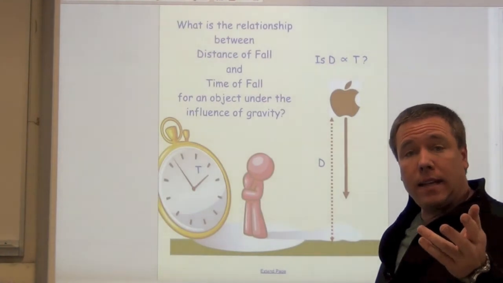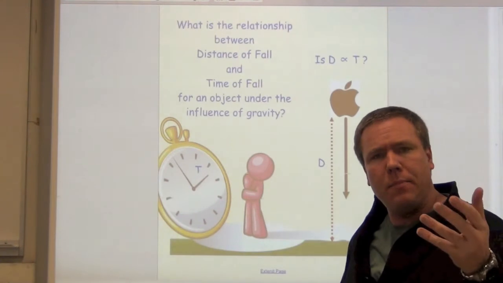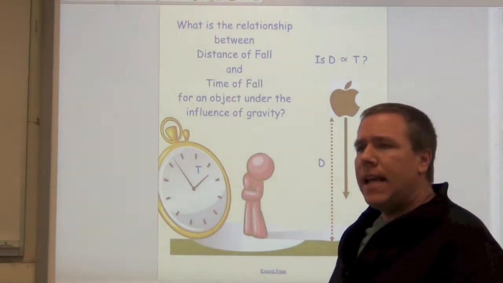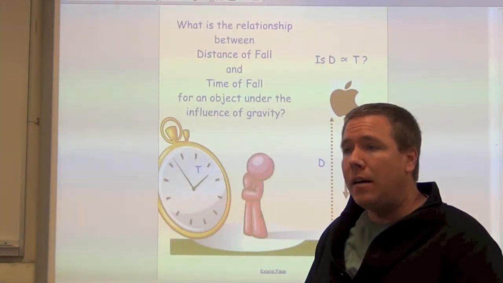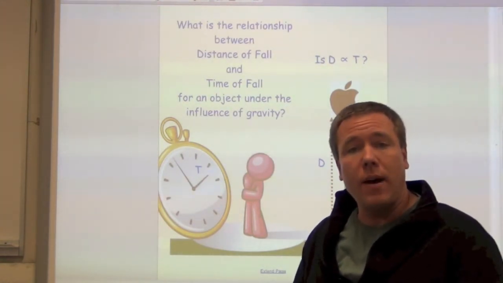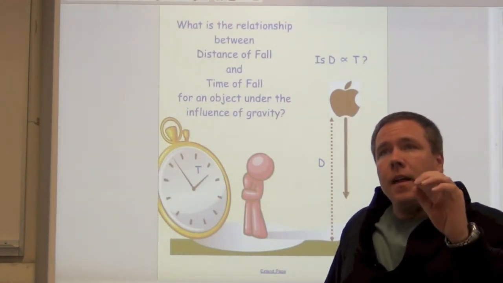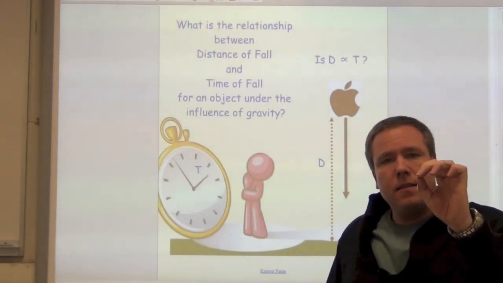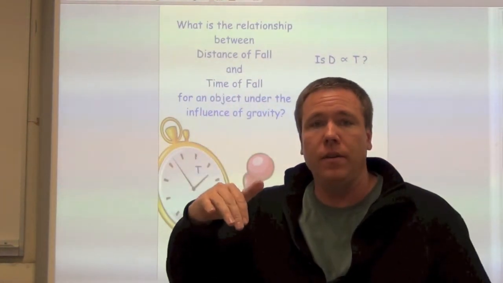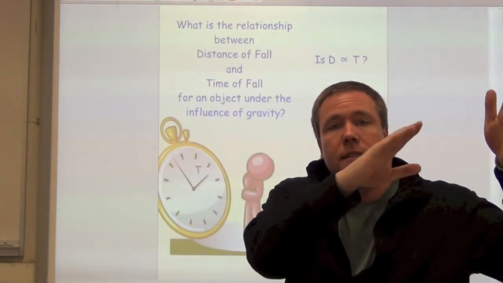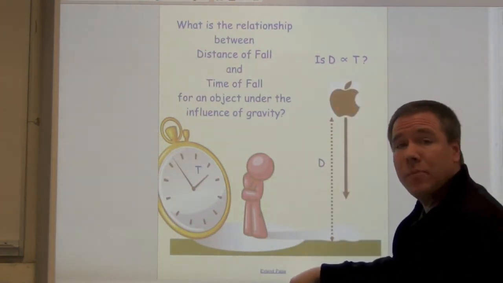The question that Galileo had, and it's the question that I want you to ask while you're doing this experiment, I want you to ponder this question. What is the relationship between distance of fall and the time of fall for an object that's under the influence of gravity? Another way to state this question is: is displacement proportional to time? Is the distance that the object falls directly related to the time? And we'd write that this way: is d proportional to t?